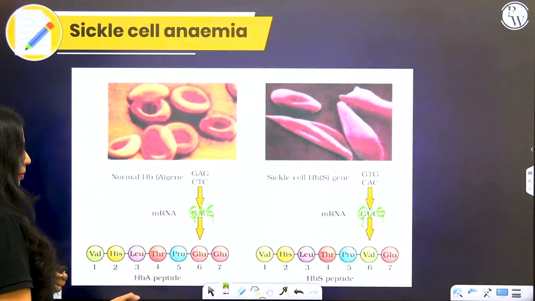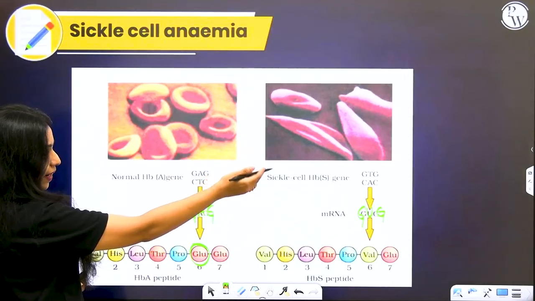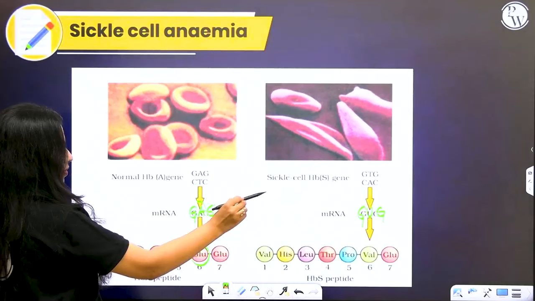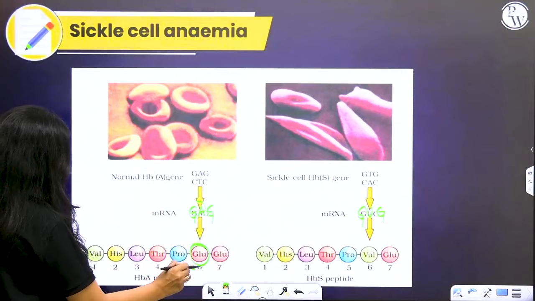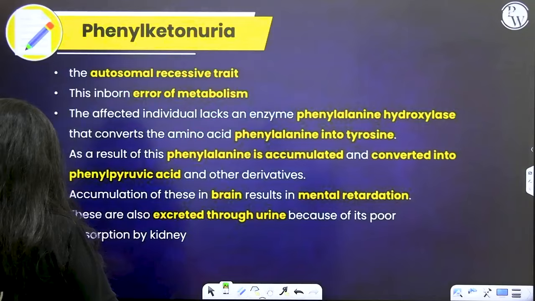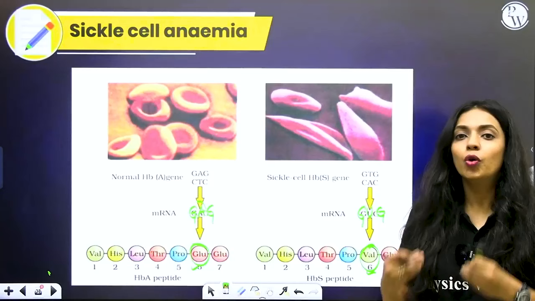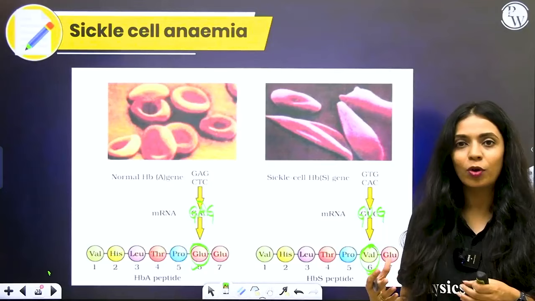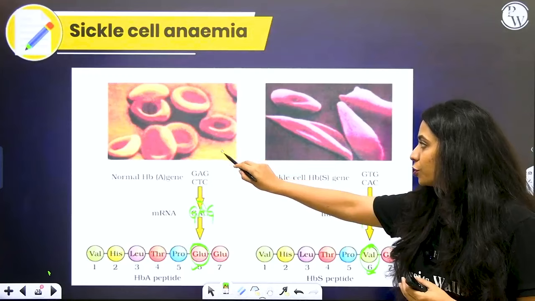So in a normal polypeptide, at the sixth position, glutamic acid has to be there. But since the gene is defective, it has undergone a point mutation at one location. Instead of GAG, there is GUG. A is replaced by U. Because of that one point mutation, glutamic acid will be replaced by valine. So what happens then is that under low oxygen conditions, whenever there is not sufficient oxygen, the hemoglobin molecules will start coagulating within the RBC, and the RBC that is supposed to be biconcave in shape will become sickle shaped. That is why it's called sickle cell anemia.